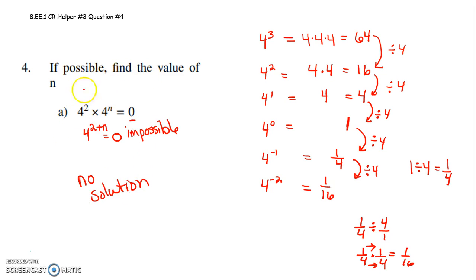If possible, find the value of n. There's no value of n that would allow this to work because there's no way when you're talking about exponents, powers of 4, that you're going to get out a 0.